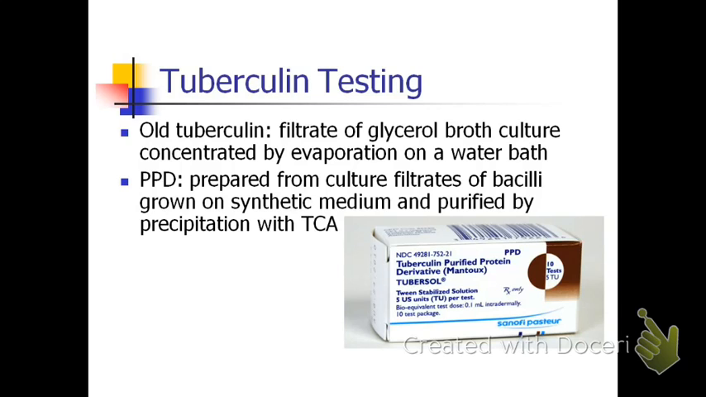But nowadays, we are no longer using the old tuberculin, and the tuberculin testing is now commercially available in the form of PPD, also known as the purified protein derivative. It is prepared from culture filtrates of bacilli grown on synthetic medium, and it has been purified by precipitation with TCA.